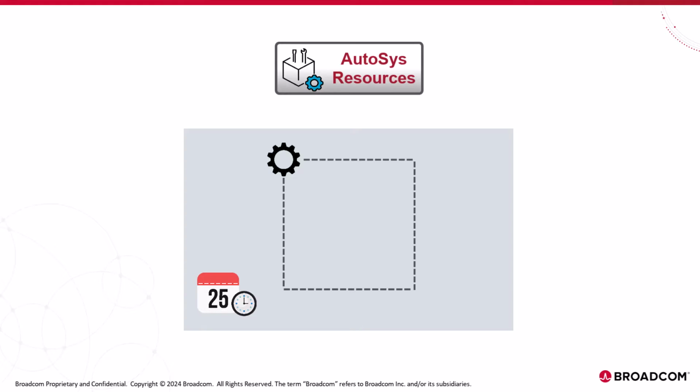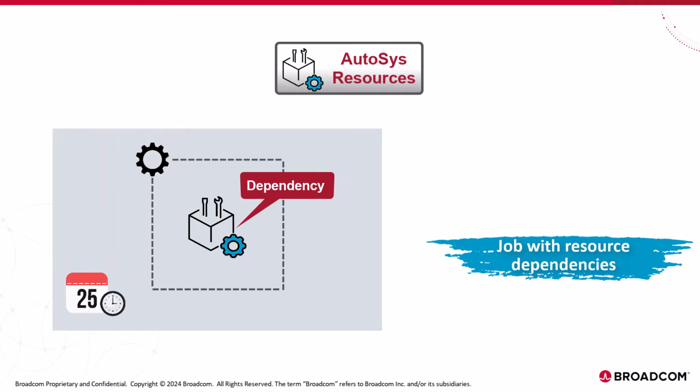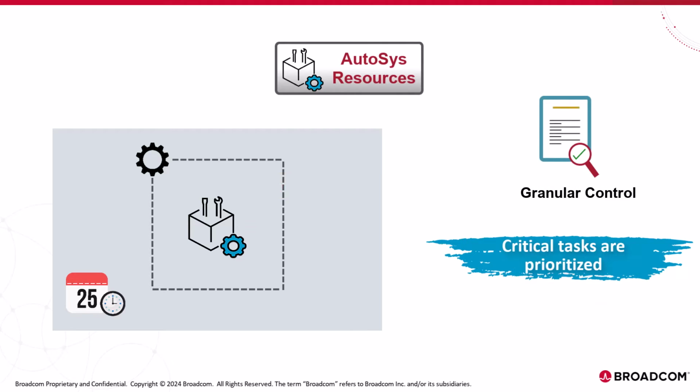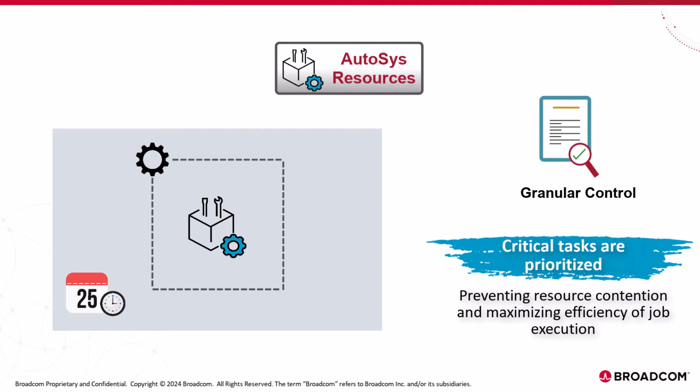By strategically allocating resources, developers can regulate the execution of jobs by restricting the number of concurrent jobs running on a specific machine or globally across the entire AutoSys instance. Using resources, the developers can create dependencies enabling the job to run successfully. A job with resource dependencies can only be executed when the required resources are available. This granular control ensures that critical tasks are prioritized while preventing resource contention and maximizing the efficiency of job execution.